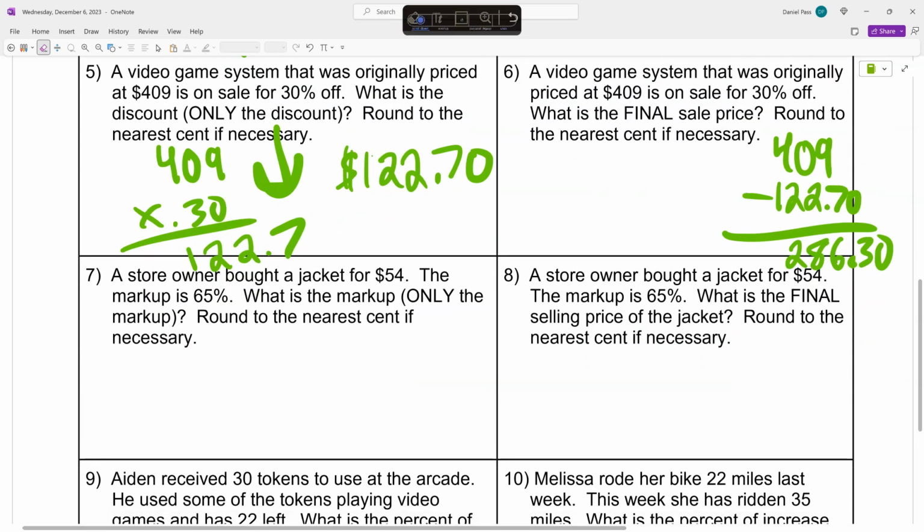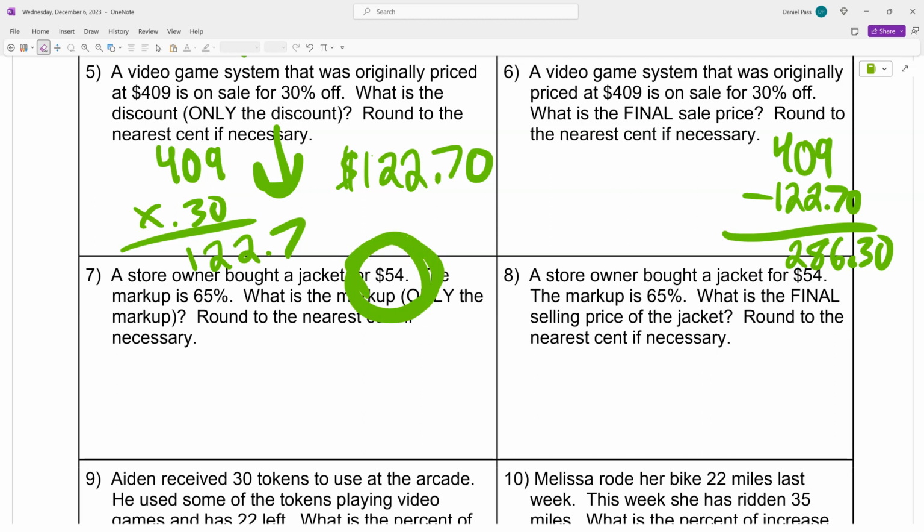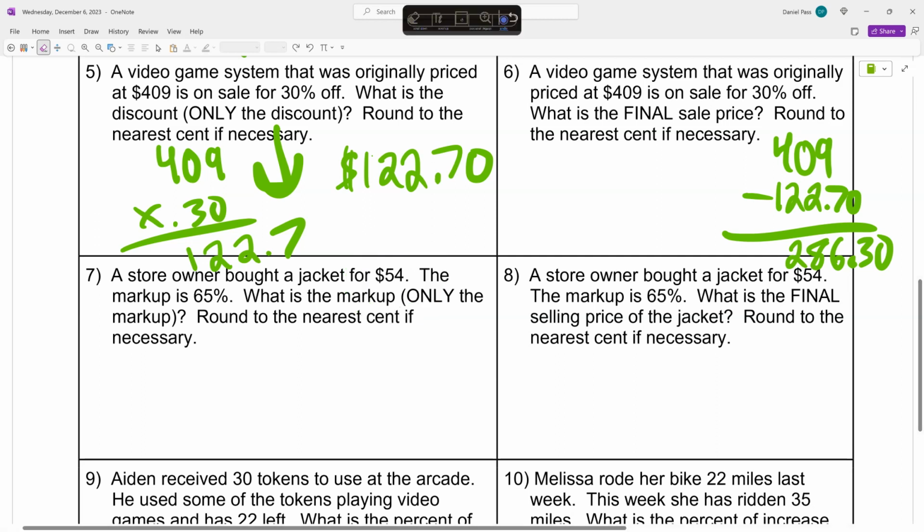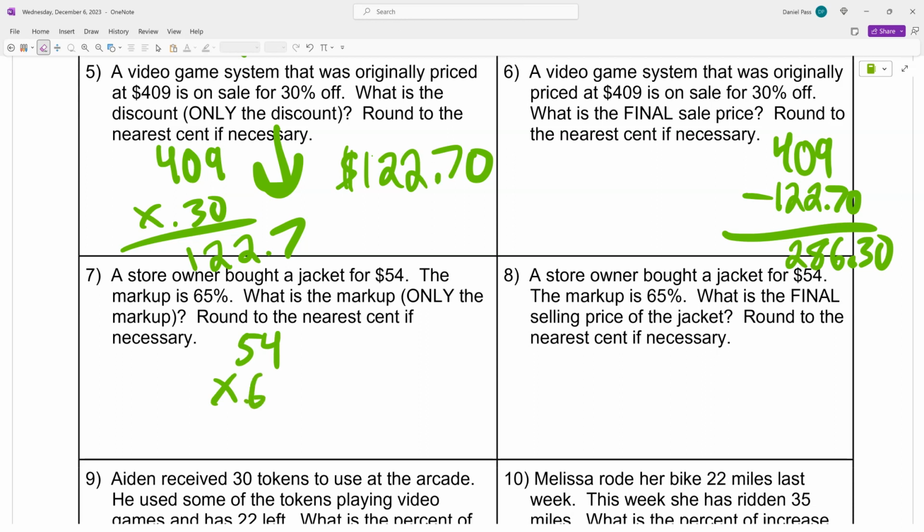All right. So $54. Now, what is a markup? A markup means that the person in the store or whoever's selling something needs to make money, so they have to charge more than what they bought it for, right? We talked about that. So $54 times 0.65 makes 35.1. How many cents is that? $35 and how many?